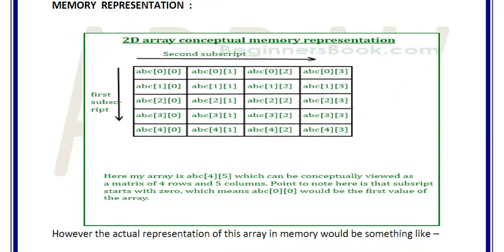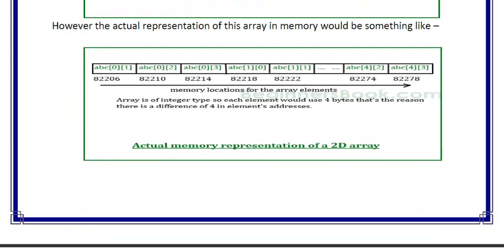Here is the memory representation. The 2D array conceptual memory representation is given here. Here is the second subscript and this is the first subscript. In the row section we have changes in the row: row 0, 1, 2, 3 and 4. In the column section we have changes in the column, like here we have 0, 0, 0, here we have 1, 1, 1, 2, 2, 2 and 3, 3, 3. That's how the two-dimensional array is represented. The actual memory representation of a 2D array in computer memory will look like this one.